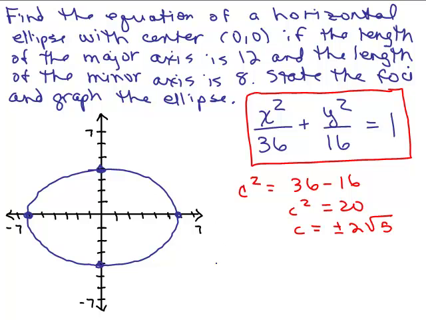So the foci are, and I'm just going to write this the easy way, plus or minus 2 square root of 5, 0. It's on the x-axis. Now if you want to see where that is, it's approximately where the square root of 20 is, which is about 4.5, something like that. We're just estimating, so that's where the foci are. Somewhere around here.